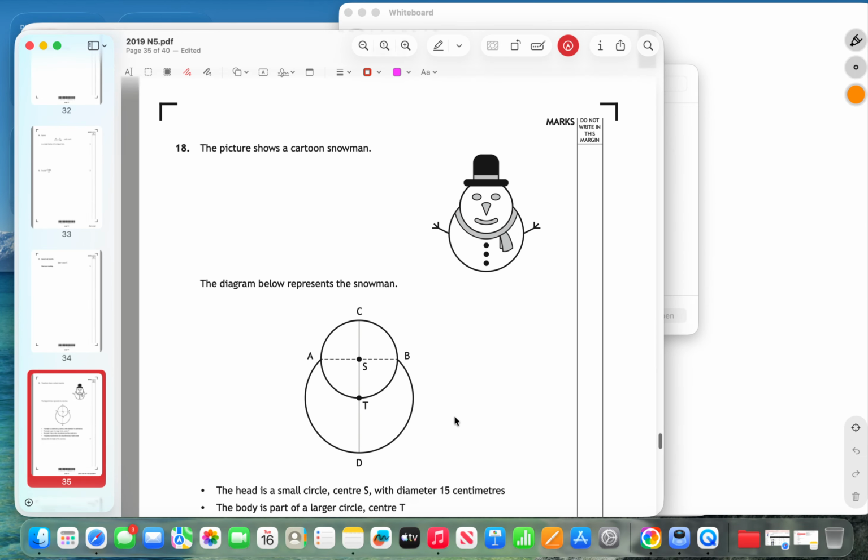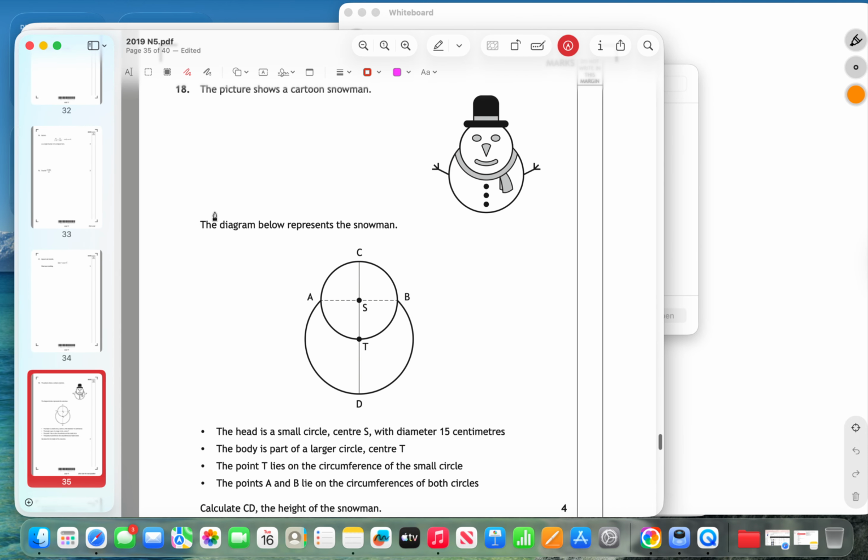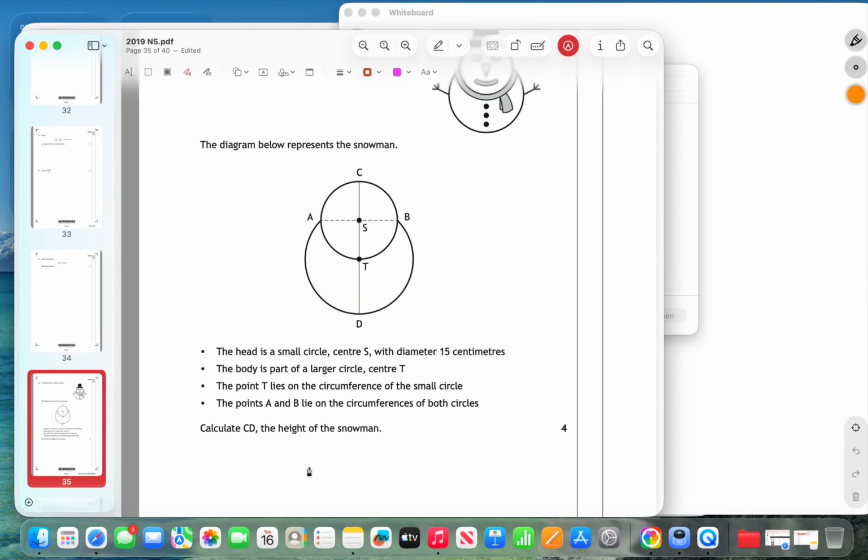2019 Paper 2, Question 18. So we have a snowman. It's a good time to make this video because it's Christmas in a week. So we have this diagram and we're given some information. Pause the video if you want to have a look at the information and maybe attempt the question yourself, but otherwise I will continue.